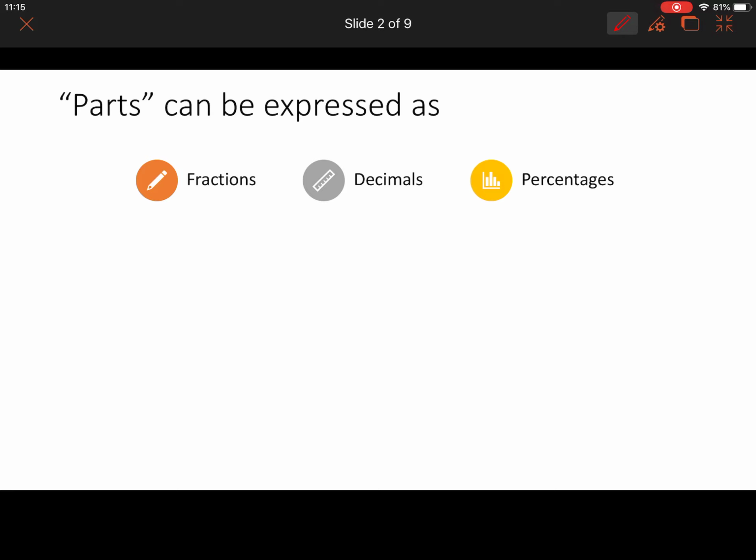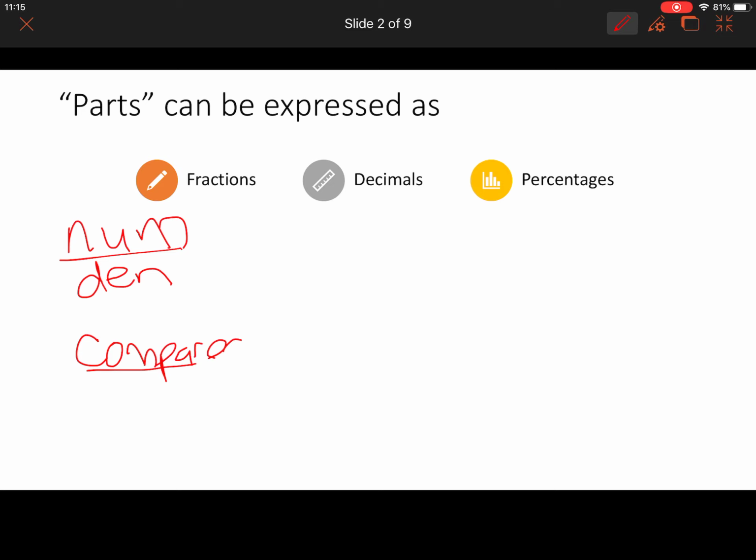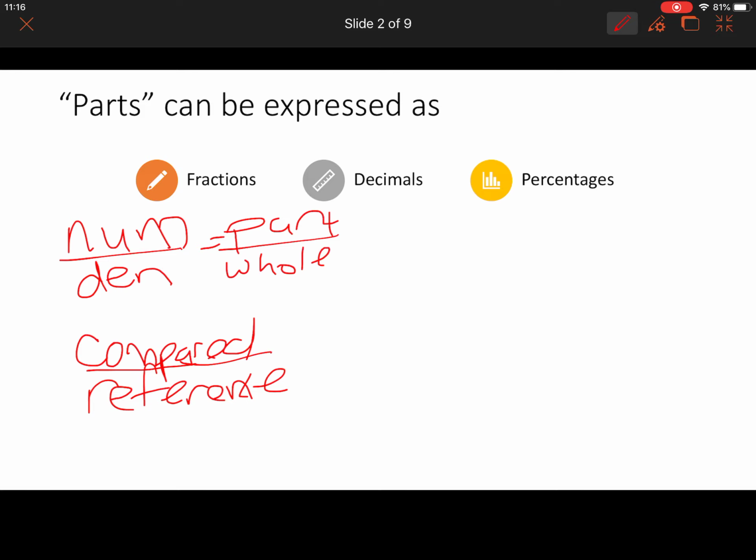So we can represent parts as a fraction. For instance, on your project where we have to do the population of your city compared to the population of the state, we have that part that goes in the numerator and that whole that goes in the denominator. Your book likes to call this, in the world of percentages, the compared value to the reference value, but you may have heard this before, the statement I said a second ago, the part to the whole.